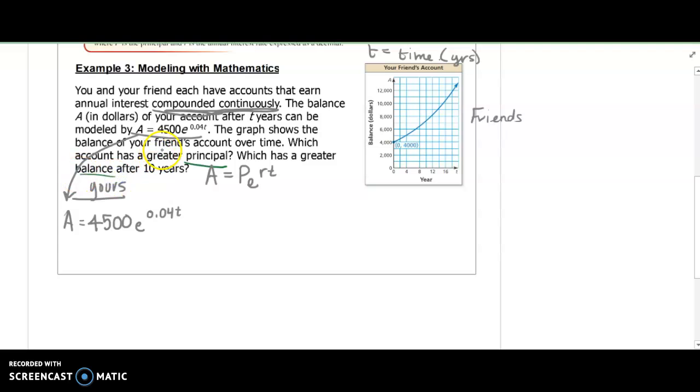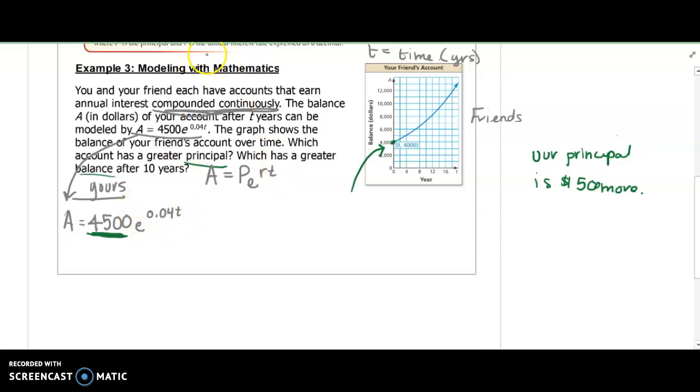Okay, so greatest principal first. So our principal is 4,500. We start with 4,500. Our friend's principal starts with 4,000. Okay, so our principal is $500 more. So we start with more money. All right, which is a greater balance after 10 years?